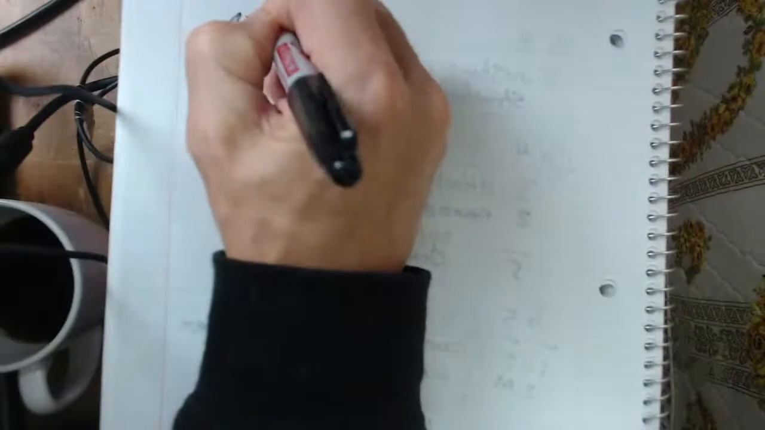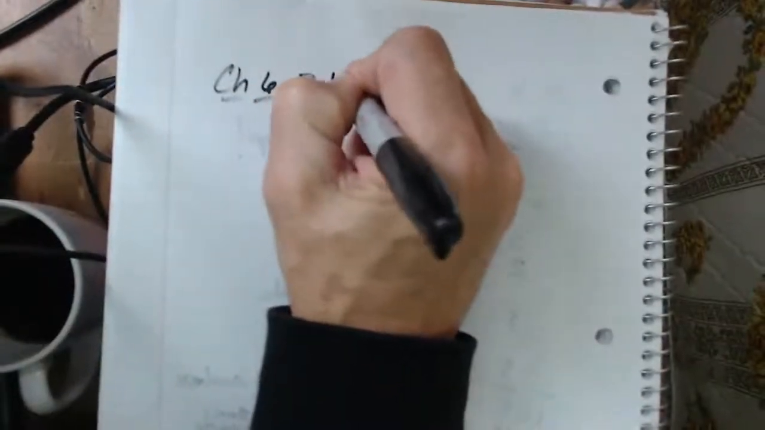Okay. Let's see. Chapter 6. Pull that down just a little bit. Okay. This is behaviorism. Remember, behaviorism. Little Albert. Let me see up here.